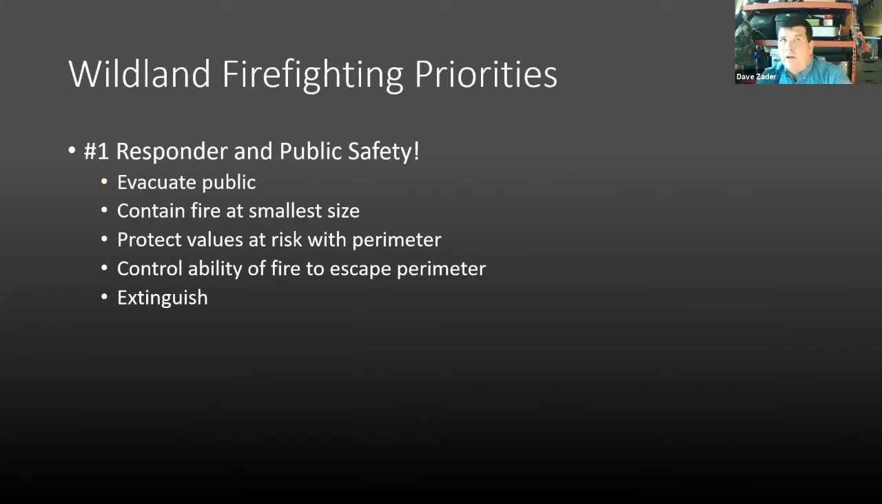Just a little bit for you guys that aren't familiar with wildland firefighting, these are our priorities. Responder and public safety. Generally, this is a list of priorities. First, we're going to evacuate the public and make sure they're safe. We want to contain fires at their smallest size. Then within that perimeter of containment, we want to protect the values at risk. Then we want to control the fire's ability to escape that perimeter. There's a long period of mopping up the fire and eventually extinguishing the fire.